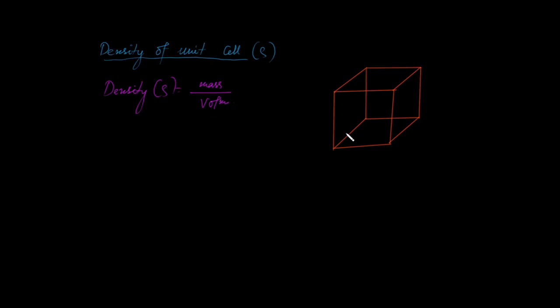So see the cube, its edge length is a. If the edge length a is in centimeters, then the volume is a cubed centimeter cubed. The volume of a cube is length cubed, so the volume of this cube is a cube centimeter cube.